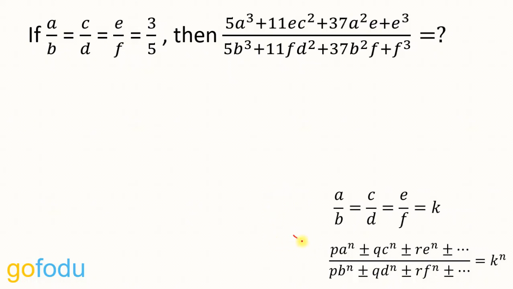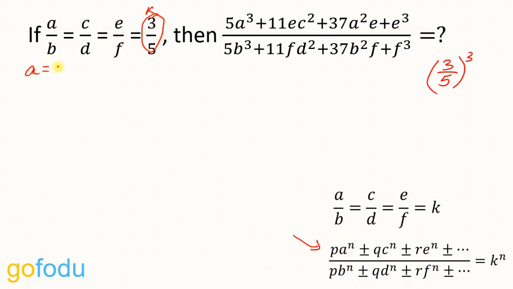So we need to apply this property here, and we can directly say the final result is going to be (3 upon 5) whole cube. Okay, the final answer will be (3 upon 5) whole cube. If you don't remember the property, you can take a upon b is equal to c upon d is equal to e upon f is equal to k. Okay, this whole is k.